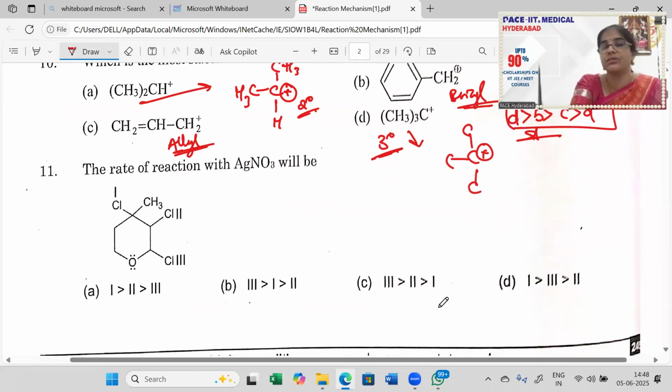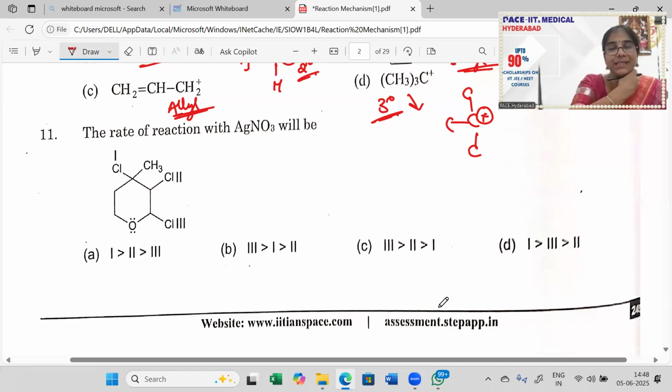The rate of reaction of AgNO3 will be. So AgNO3 will be precipitated out as AgCl. AgCl will be precipitated there. So what will be your answer there? Which chlorine will come out faster? That's what the question says. So oxygen is dumping in its electrons here, so thereby you can see a positive charge here, and the electron will be coming up to the chlorine, and chlorine breaks down easily. So 3 first. 3 is the first thing to go out.